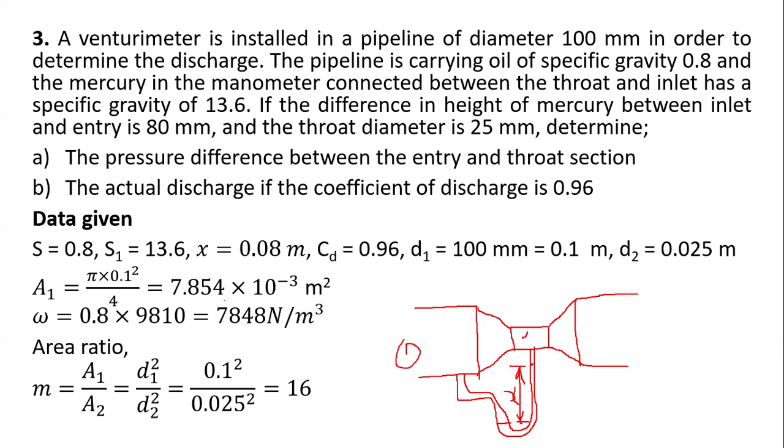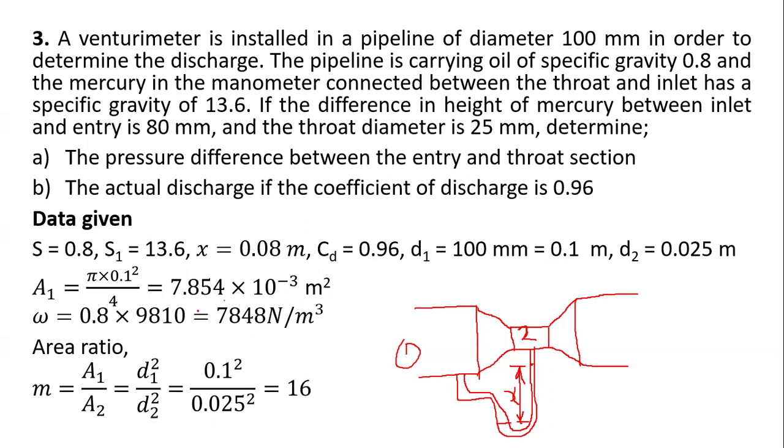Then section 2, which is the throat here, has a diameter of 0.025. We can decide to get the areas. This is our section 1, whose diameter is 100 millimeters, converted it becomes 0.1. With diameter 1, you can find area 1, which is pi d squared over 4. So what you have now is pi times 0.1 squared over 4. Multiply that, you get 7.854 by 10 power negative 3.